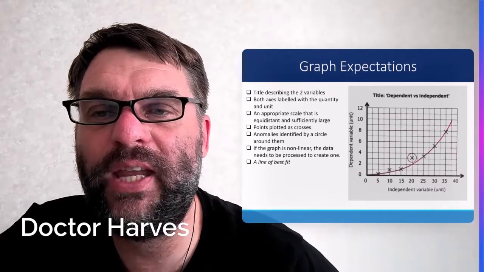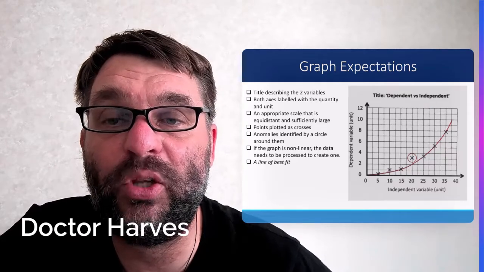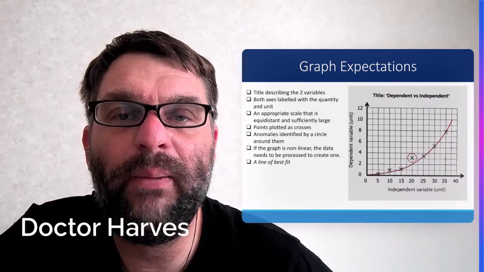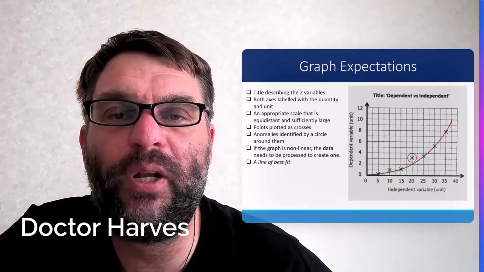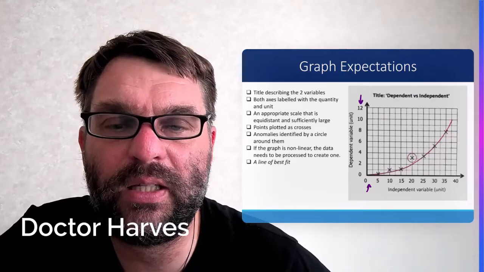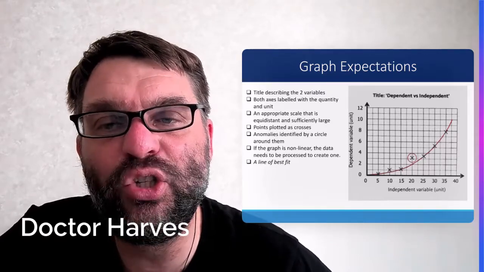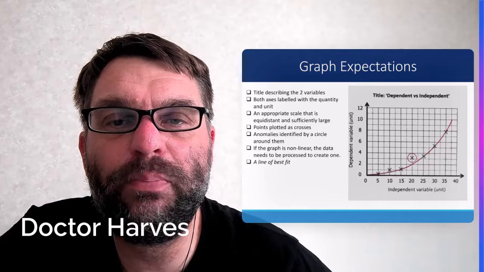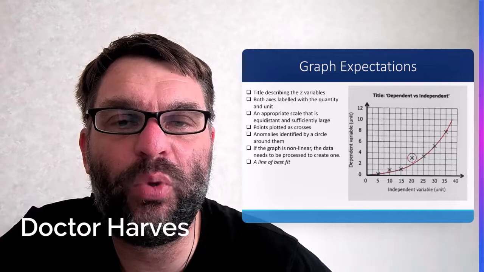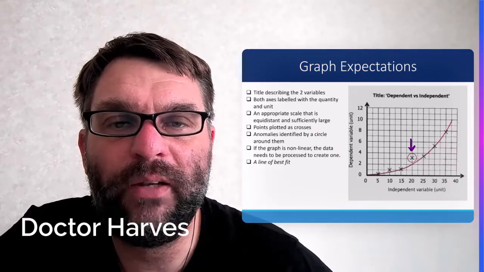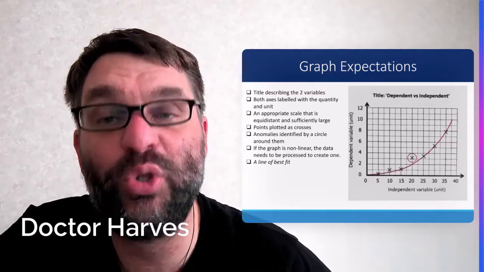So in terms of your graphs, these are the expectations. You need to have, for both of your graphs, a title describing the two variables involved in your two graphs. In both cases, the axes have to be labeled with the quantity and unit. You have to use an appropriate scale for your variables on both the x and y axis, and also they have to be equidistant, and the graph has to be sufficiently large if you're going to be hand plotted. The points are plotted as crosses, and any anomalies are identified with a circle around them, as you see on the image. And if the graph is nonlinear, which we will have for the first graph, the data needs to be processed to create one, which is your second graph.